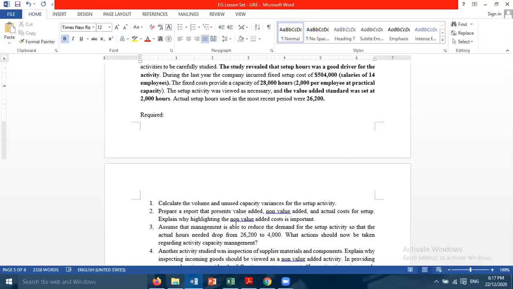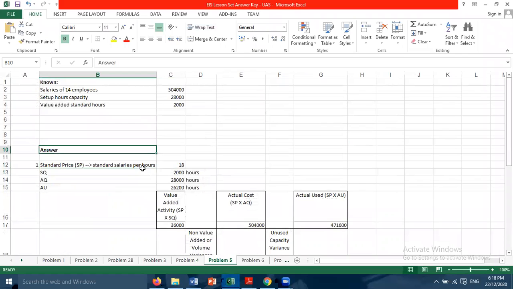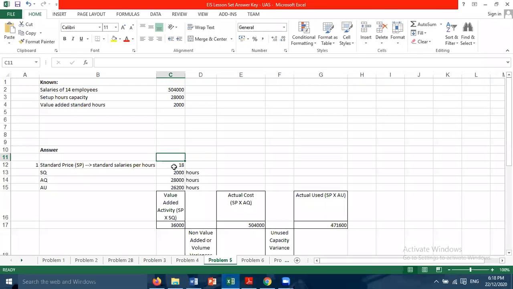All right, so first we are asked to calculate the volume and unused capacity variance. Before we can find that, we'll need to know the standard price for the employees here. So exactly how do we find the standard price? Easily enough, we already know the total fixed setup cost. All we need to do is divide the fixed setup cost by the capacity: 504,000 divided by 28,000 hours. Then we'll be able to get our standard price here.